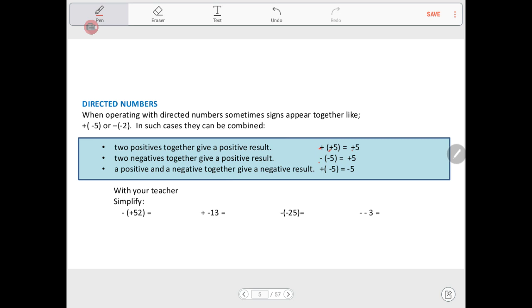So you might want to pause the video and try to figure out these 4 examples down here on your own and see if you can get the answer first. Then I'll have a go at it. Okay, so I'll try it now.